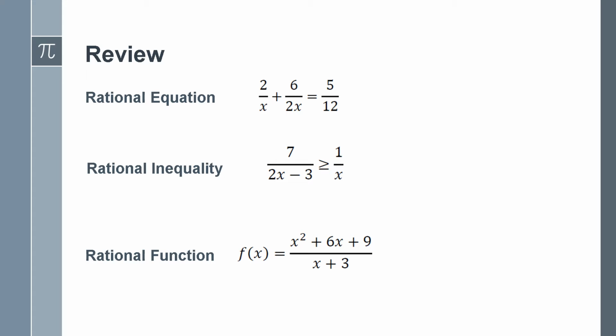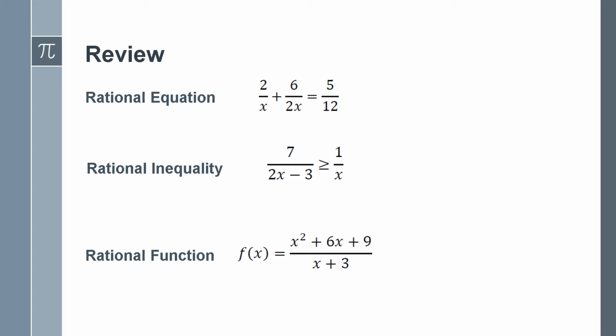And then in the rational inequality, there is an inequality sign between the two rational expressions, like greater than, less than, greater than or equal, or less than or equal. Then the rational function is in the form of f of x is equal to a of x over b of x, where a of x is a polynomial function, and b of x is also a polynomial function. But b of x should never be equal to 0. The example shown for rational function is f of x is equal to x squared plus 6x plus 9 over x plus 3.